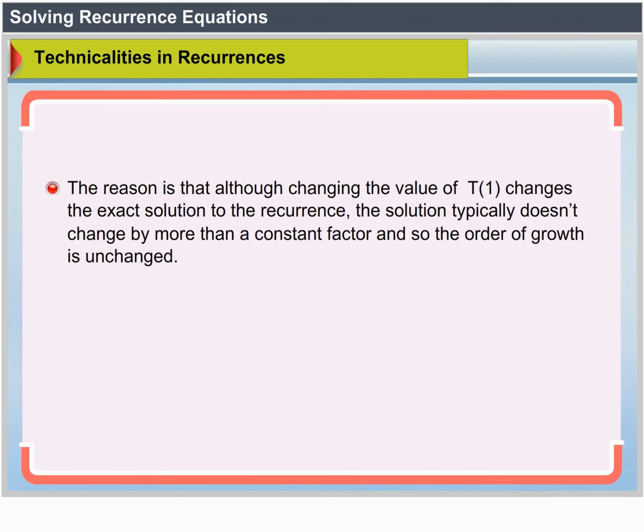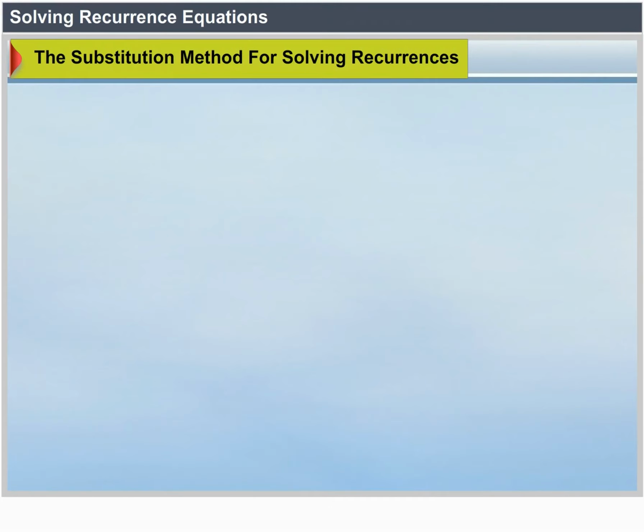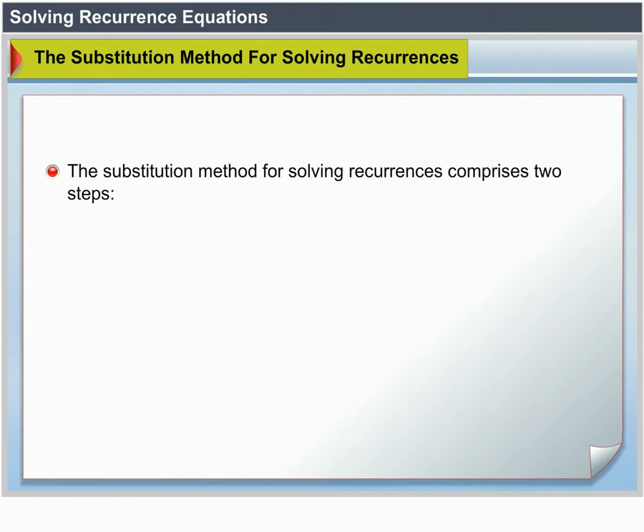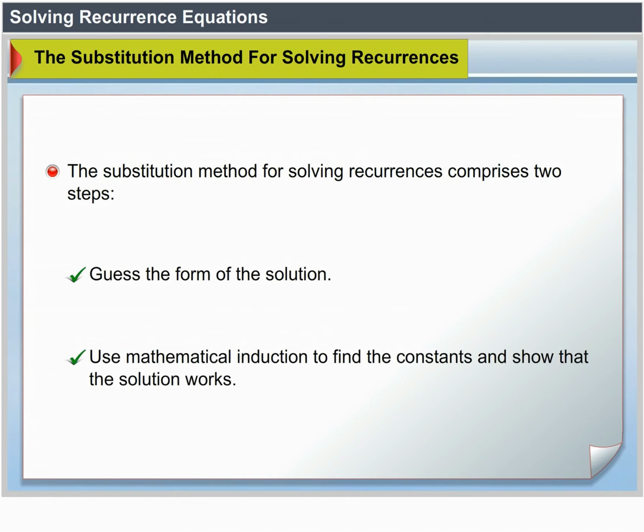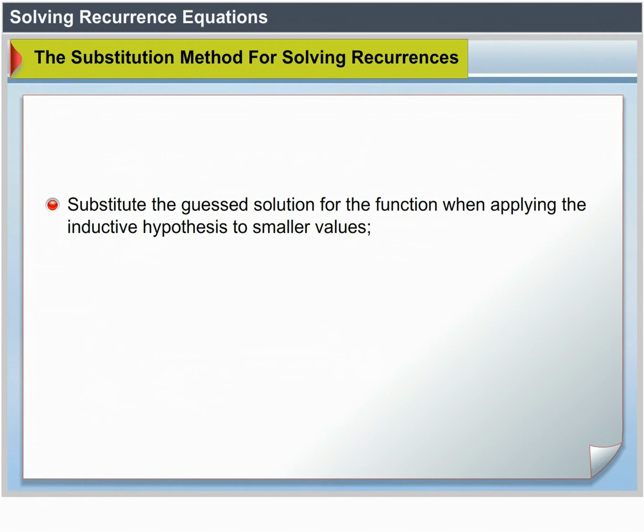When we state and solve recurrences, we often omit floors, ceilings, and boundary conditions. The substitution method for solving recurrences comprises two steps: guess the form of the solution, then use mathematical induction to find the constants and show that the solution works. Substitute the guessed solution for the function when applying the inductive hypothesis to smaller values.